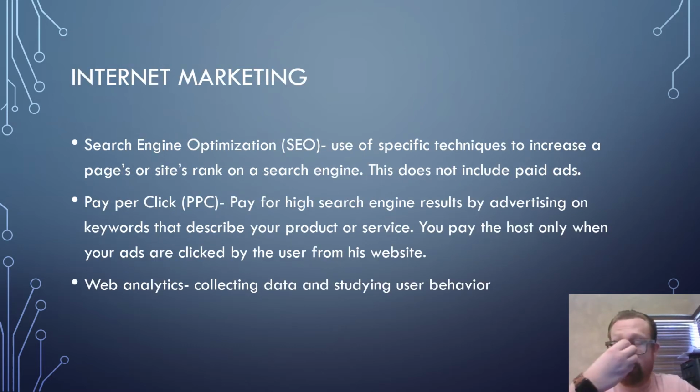Internet marketing, okay? First, you need to know that there are 3 kinds of things involved in internet marketing. The first is search engine optimization, or SEO. We hinted a little bit about this in previous chapters. This is the use of specific techniques to increase a page's or site's ranking on a search engine. This does not include paid ads. Essentially, SEO is how your pages are listed.